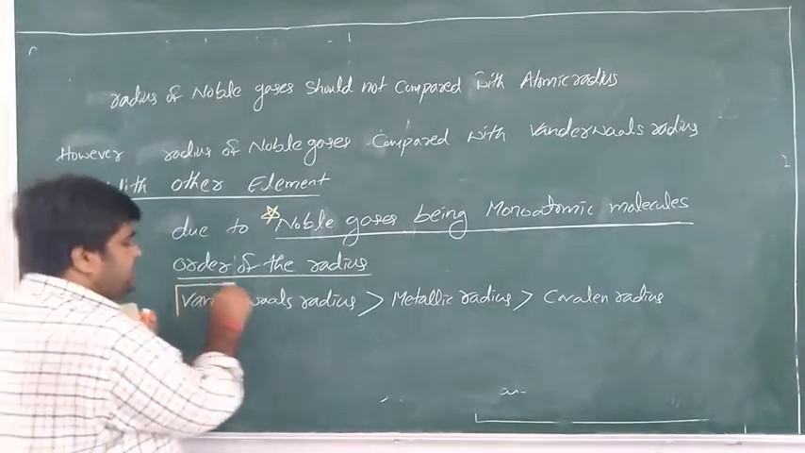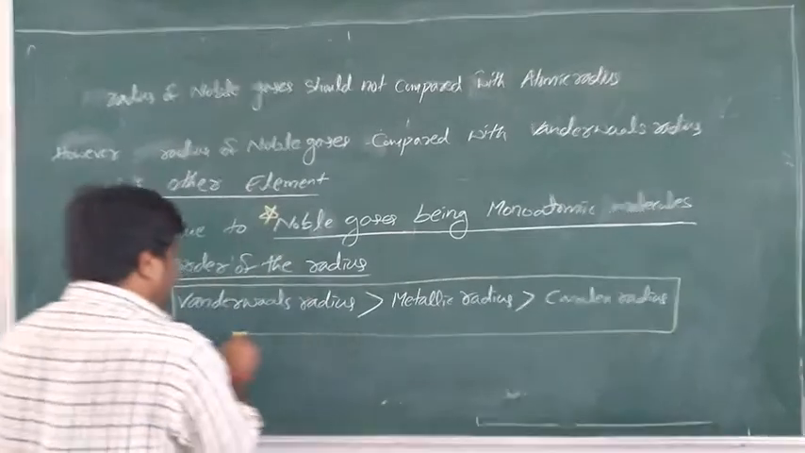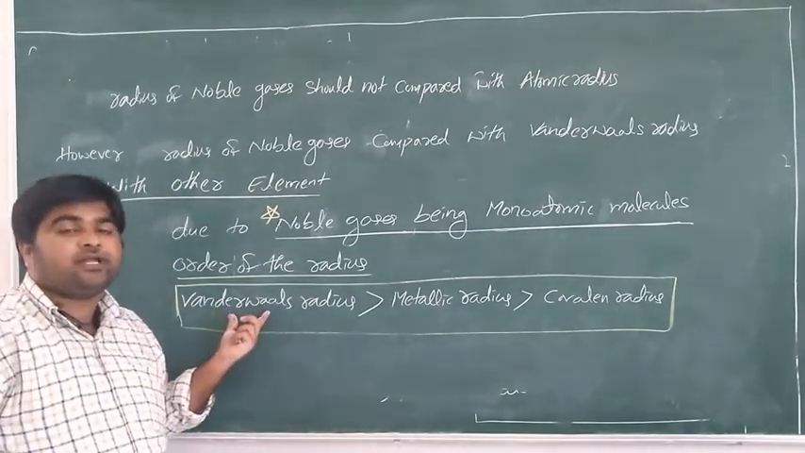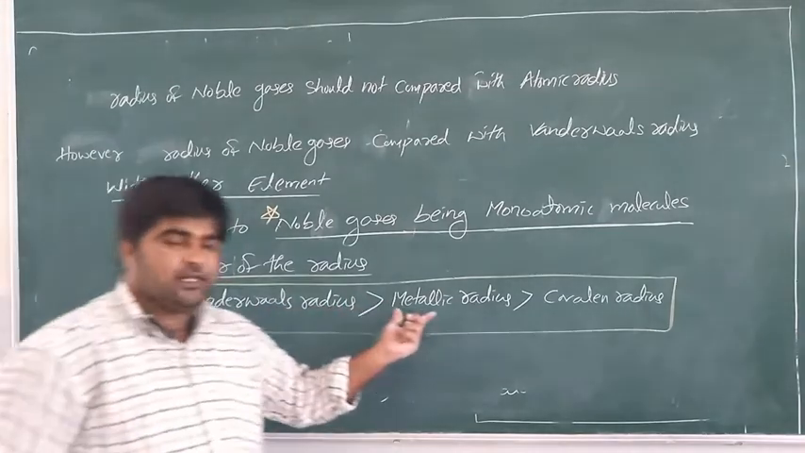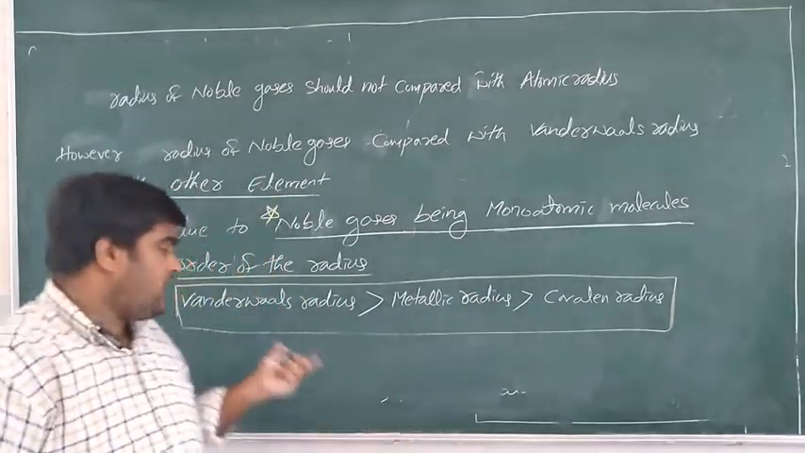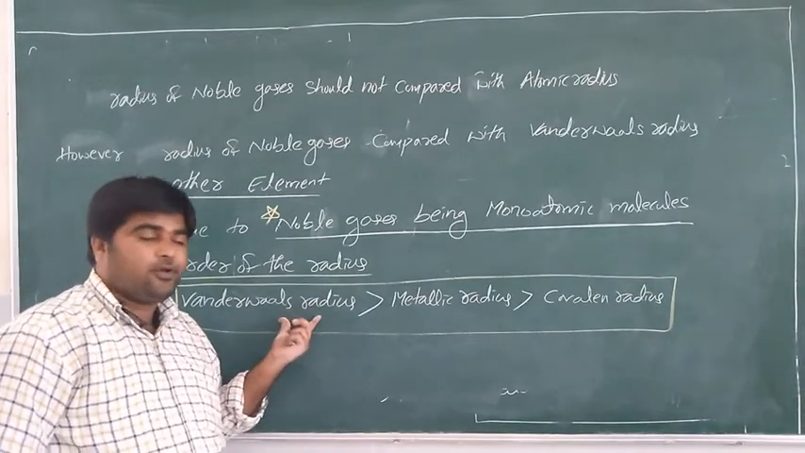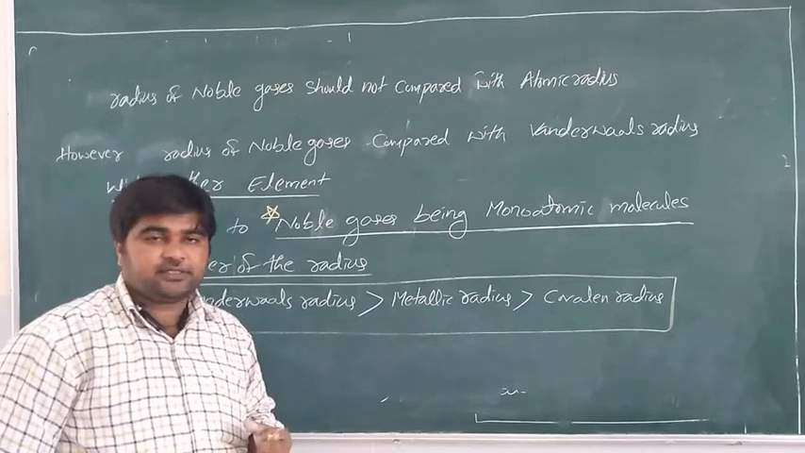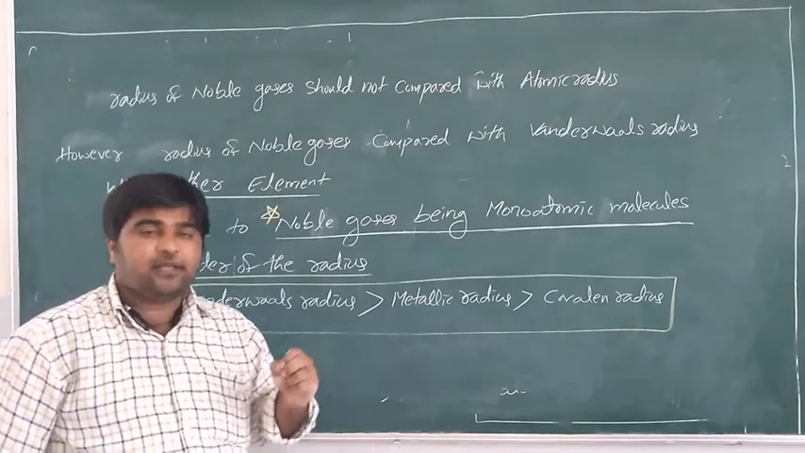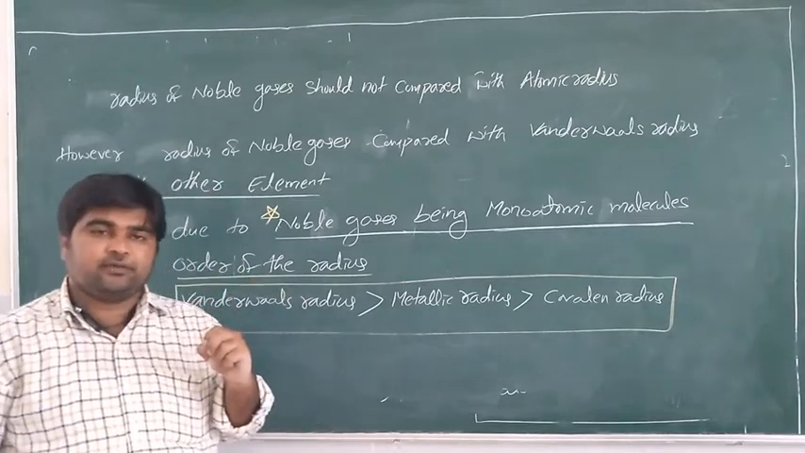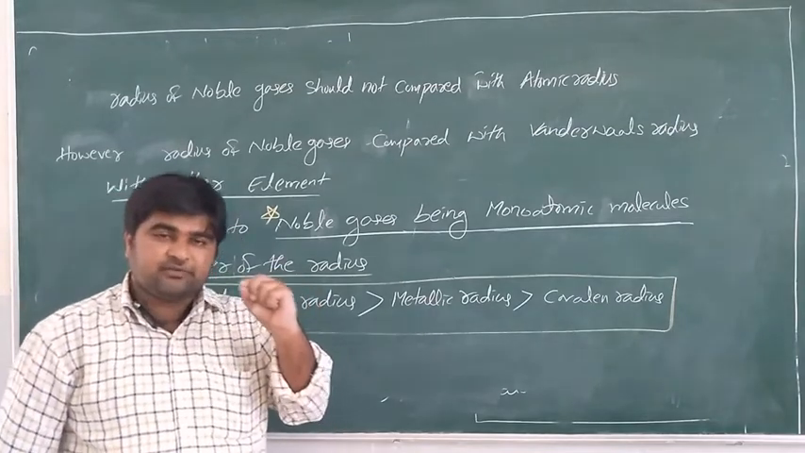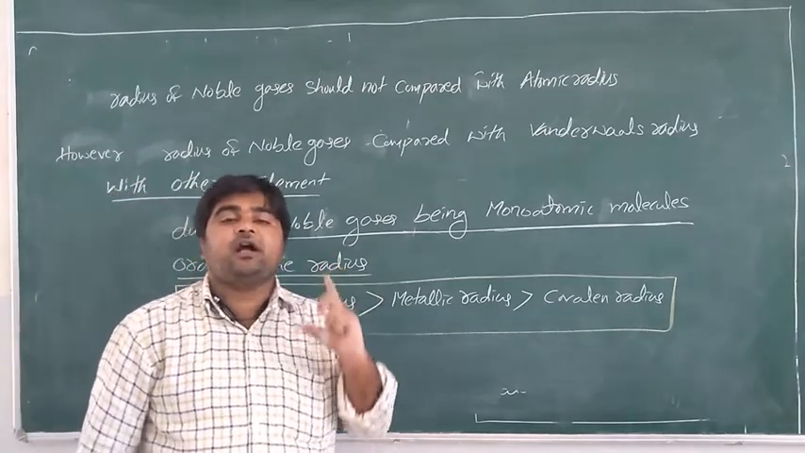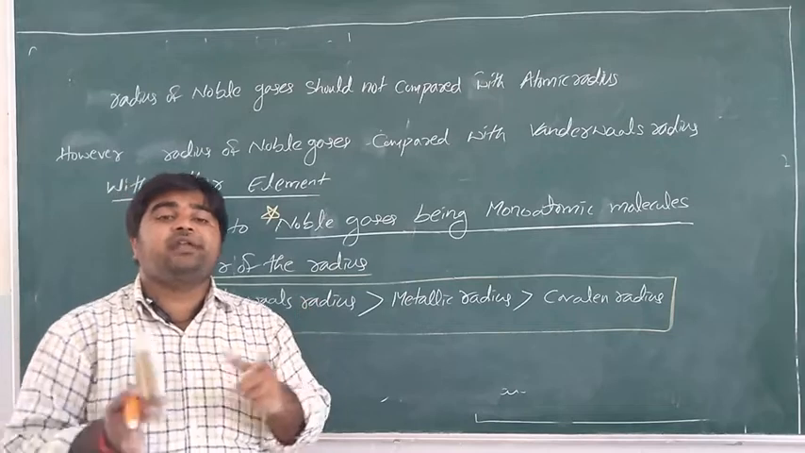Van der Waals radius is very large. The distances are very large. So in the order of radius, van der Waals radius is the largest, then metallic radius, then covalent radius. Is it clear what the van der Waals radius is? Van der Waals radius is used especially for noble gases. The radius of the noble gases should not be compared with atomic radius due to its very large radius. Noble gases have a very large radius.